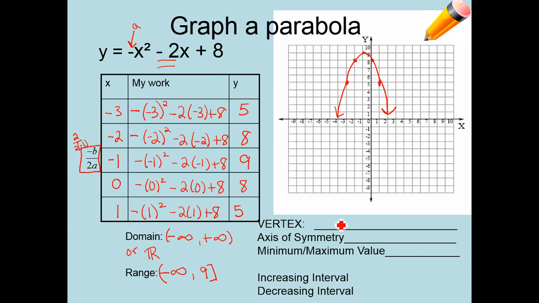Now let's do the vertex. Vertex would be way up here at this point. Negative 1, 9 is the vertex. The axis of symmetry, where would we fold this parabola? Right here through negative 1 on the x-axis. So I'd say my axis of symmetry is x equals negative 1.